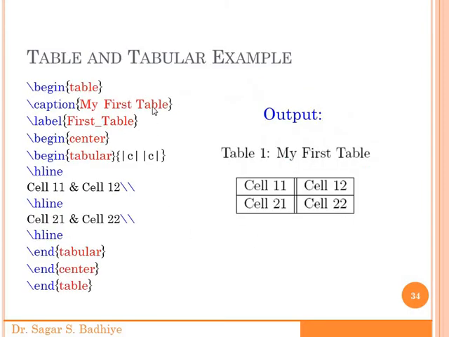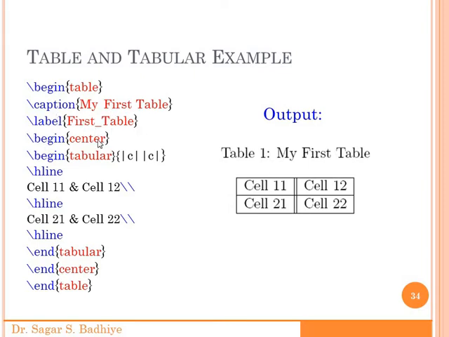Now let us consider an example of creating a table using the table environment and tabular environment. The tabular environment is nested within the table environment. We start with \begin table, and there is a command to write a caption for the table, the \caption command, and within curly braces we mention the caption that is to be given to the table. Since this is my first table, I am writing the caption as my first table. Then there is a label command, which is used to provide a label to the table. The text written within curly braces will be used for referencing throughout the paper or article. For referencing we make use of this label.